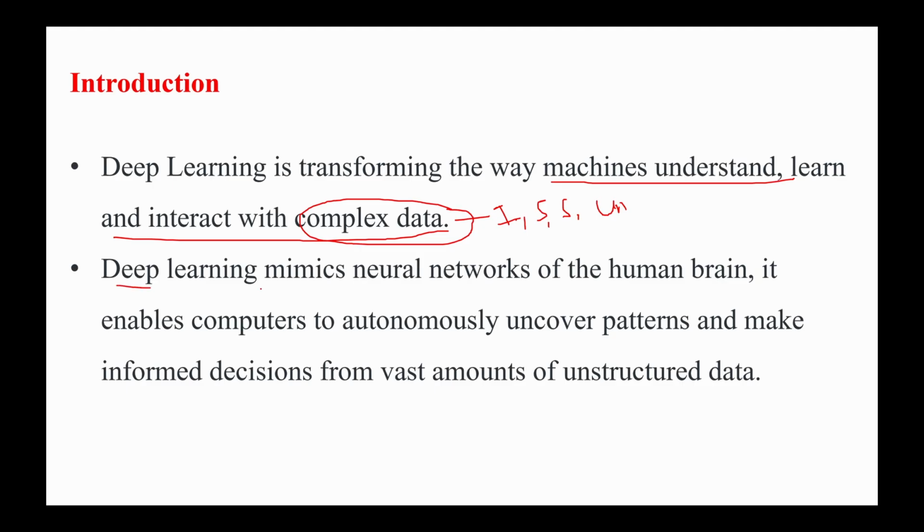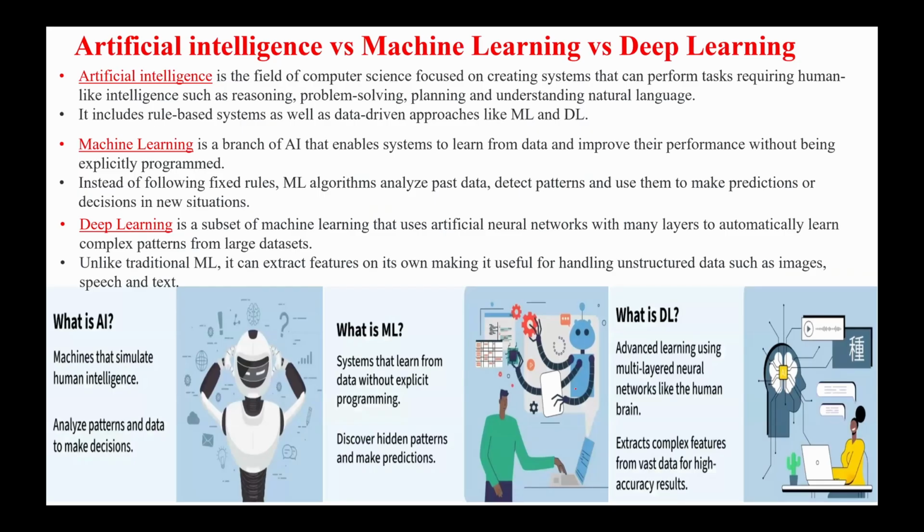Then again, deep learning mimics the neural network of the human brain. It enables computers to autonomously uncover patterns and make informed decisions from a vast amount of unstructured data. If structured data is there, then deep learning also works. But deep learning works best if you combine a huge amount of data, mixing up unstructured, semi-structured, and structured data. Now coming to artificial intelligence versus machine learning and deep learning.